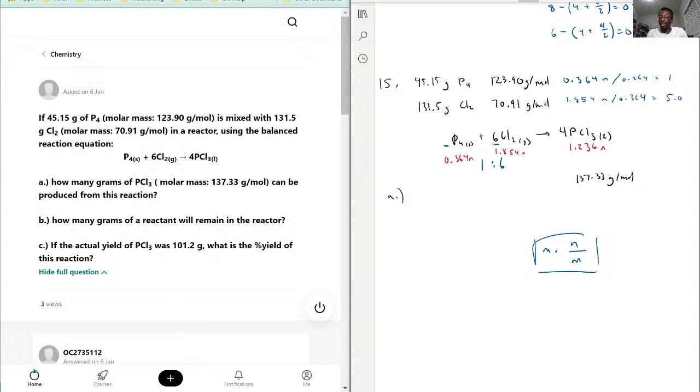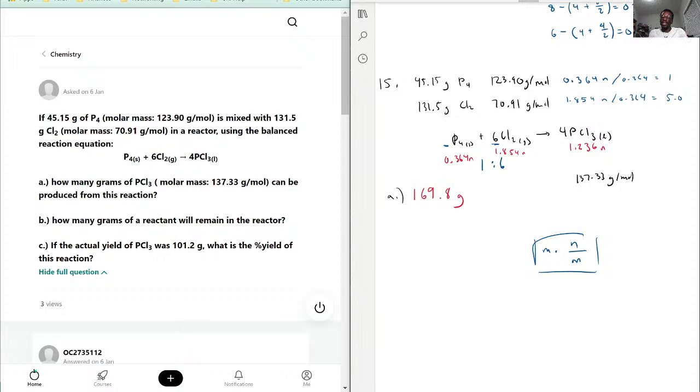So here we just multiply together. It's just the moles times the molar mass, so that the moles can cancel out, and we should get our grams. So 1.236 times 137.33. The amount of grams produced here is going to be 169.78, which is 169.8 grams. That's going to be how much of the product will be produced.